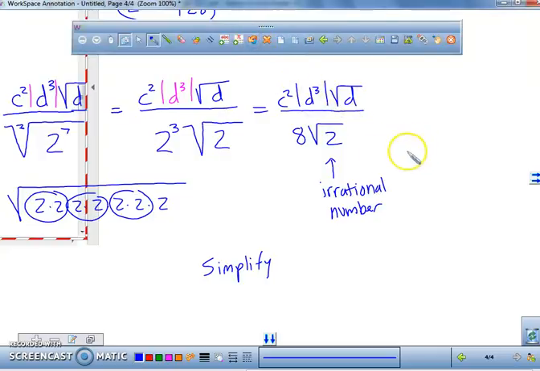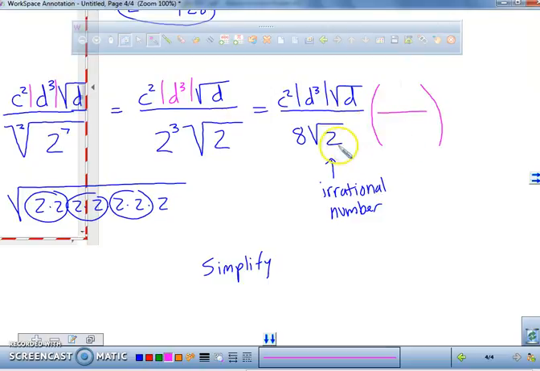Now, how do we get rid of a radical in the denominator? We've done this before. We have to take the numerator and the denominator and multiply them both by the radical that we're trying to get rid of in the denominator. Which radical are we trying to get rid of? That one. Radical 2. So we're going to multiply the numerator and the denominator both by a radical 2. So right now, we are simply going to simplify the numerator first.